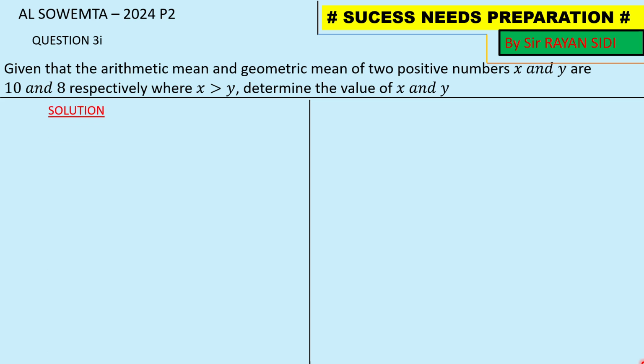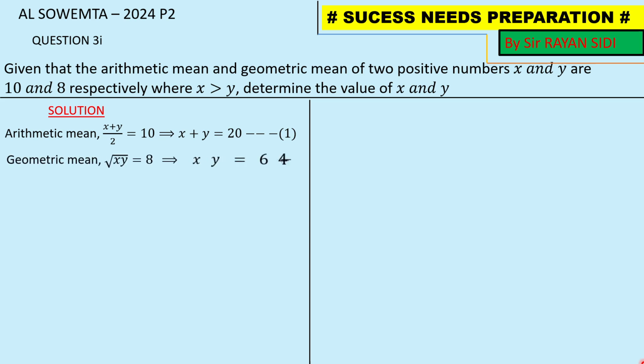First of all, the arithmetic mean is (x + y)/2 = 10, which implies that x + y = 20 when we cross multiply by 2. I will call this equation 1. Now also form the geometric mean to form two equations to find x and y. So the geometric mean is the square root of xy, which is equal to 8, which implies that when we square both sides we have xy = 64. I will call this one equation 2.